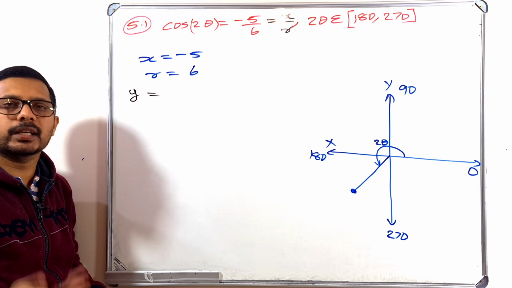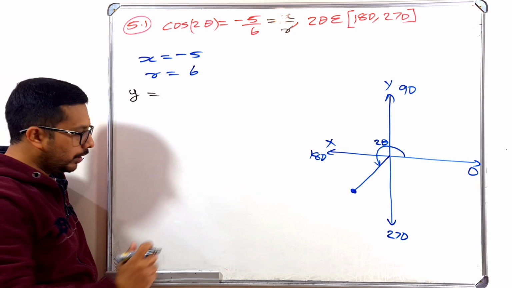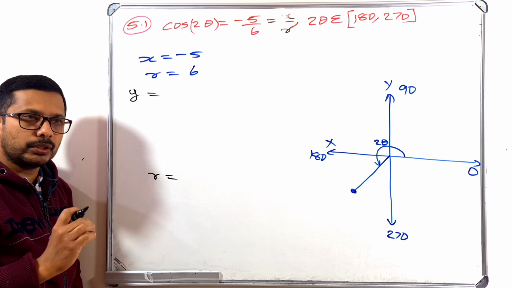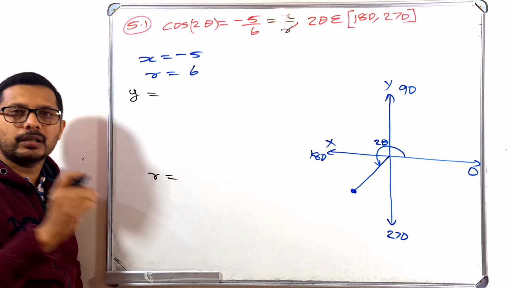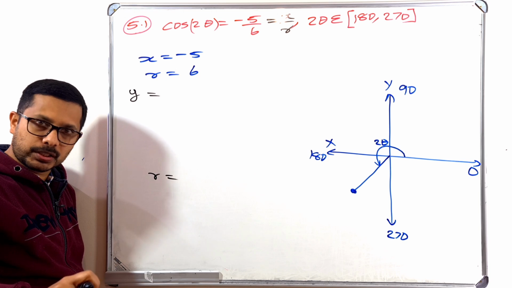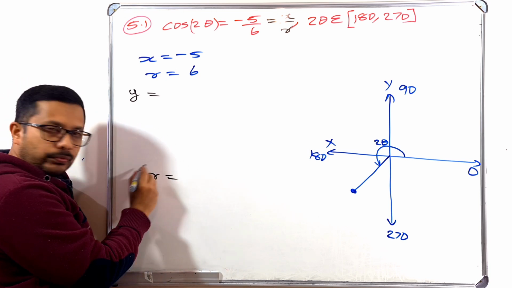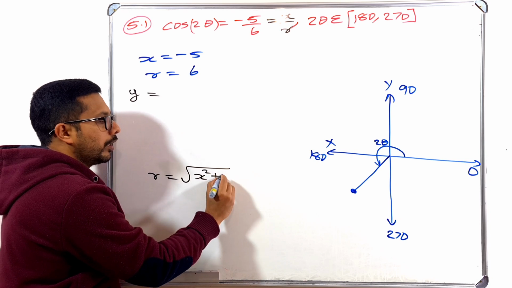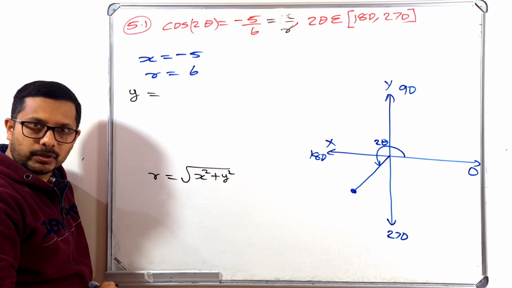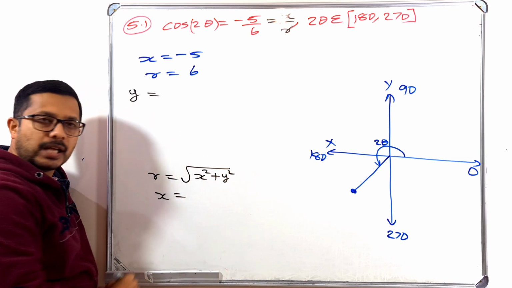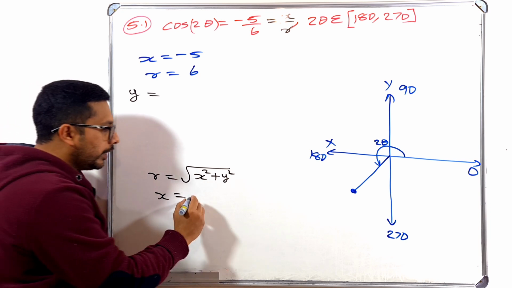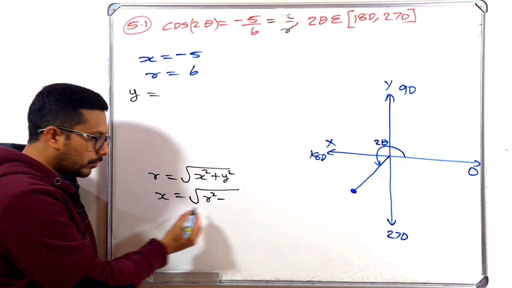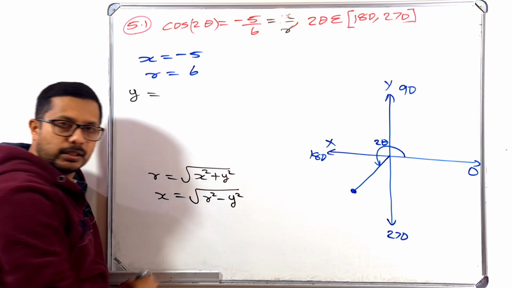Once more, this is just a recap, we already studied this in grade 10. Just remember, you grade 12 students, matric students, you have to remember these things. Then when you write your exam, you can write it fast. If you want to find the hypotenuse, you remember like this: r is root of x square plus y square. If you want to find the value of x, the adjacent side, then it is root of r square minus y square.